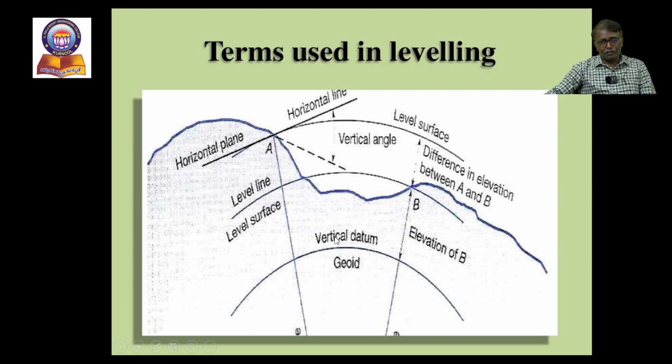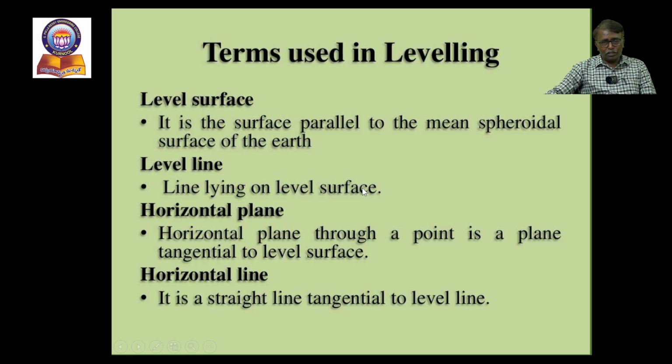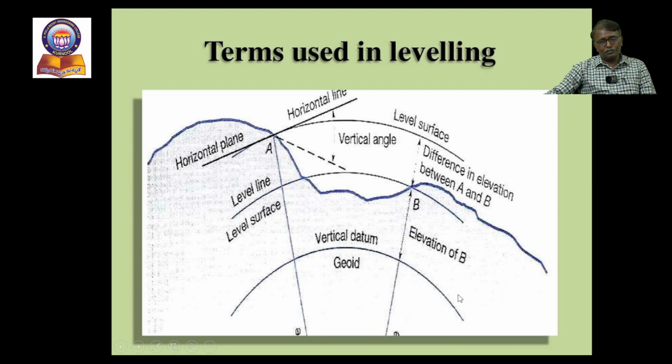Please see in the figure. This is a horizontal plane, which is tangential to the level surface at point A. Also, another definition, that is horizontal line. It is a straight line tangential to the level line. So here in the figure, you can see that point A is at some elevation, passing through one level surface, and point B is passing through another level surface. The difference in elevation between A and B is the level difference between the two level surfaces.